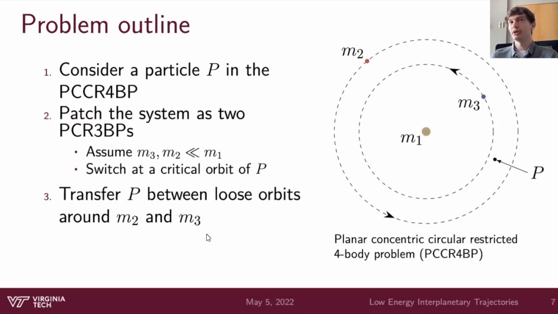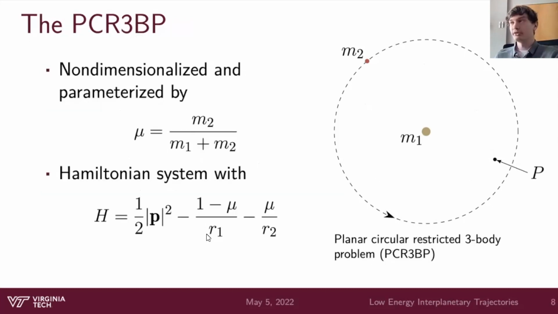Immediately, we're going to take the four-body problem and break it into two three-body problems. So we're going to patch it, and we're going to assume that our particle whose motion we're interested in can switch between the systems at some sort of critical orbit, some orbit that connects the two systems. The final and most difficult step, of course, is we're going to find those transfers that happen. We consider one body at a time.